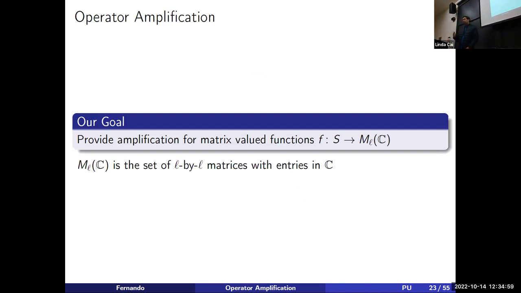But here in this talk, in our work, we are trying to give a matrix analog, an operator analog. So instead of having functions that are plus minus one valued, as before, now we're going to have functions that map to matrices. So M_L(C) is L by L matrices over the complex numbers. Instead of placing plus minus one symbols on the vertices, we are going to put larger dimensional matrices. And you can ask the same questions: is there some amplification phenomenon going on?